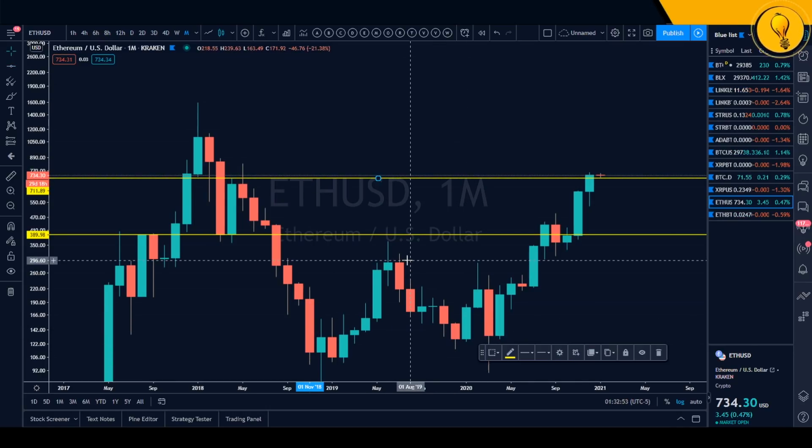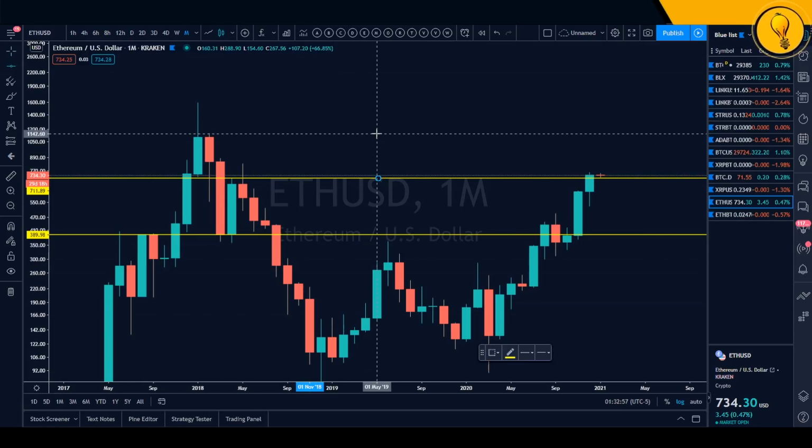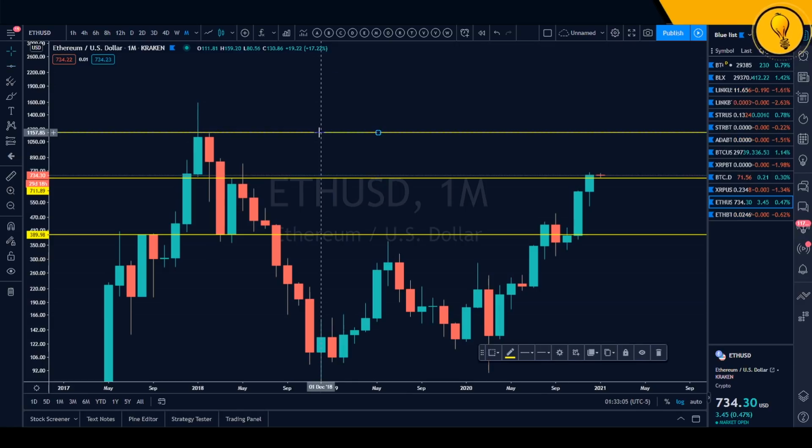Support right around $711. That's a nice number. 711. And the next point of resistance comes in, at least this is all on the monthly time frame, guys. The next point of resistance for Ethereum comes in only at 1,157.